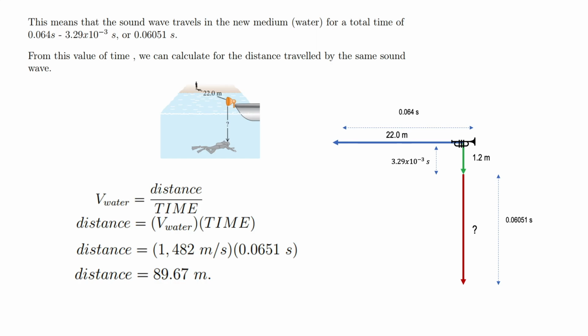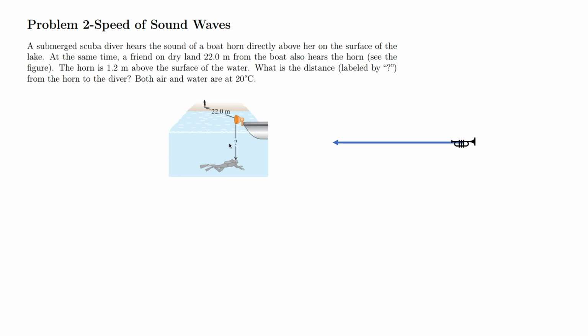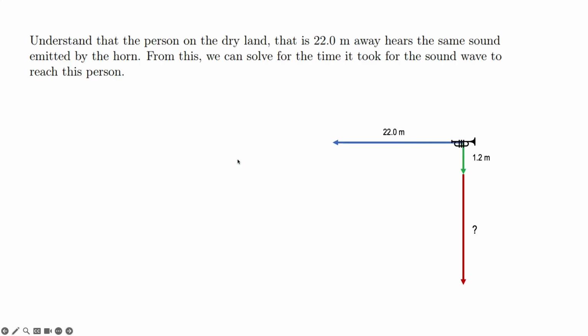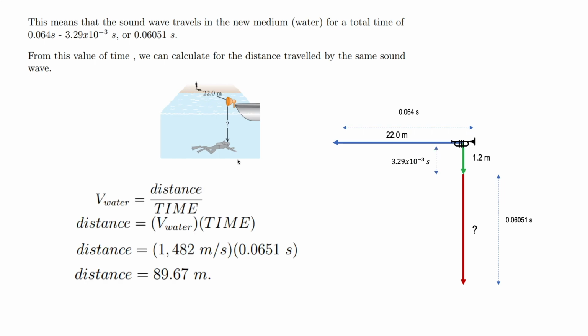Okay, but we have to go back a little bit to our problem over here. A little bit of rewind. Take note that the problem asks, what is the distance labeled by question mark from the horn to the diver? So that means from the source of the sound to the diver. And I would just like to emphasize very well that what we had just solved, 89.67, is simply the distance from the top surface up until the scuba diver. Or simply in this illustration, just the red part.